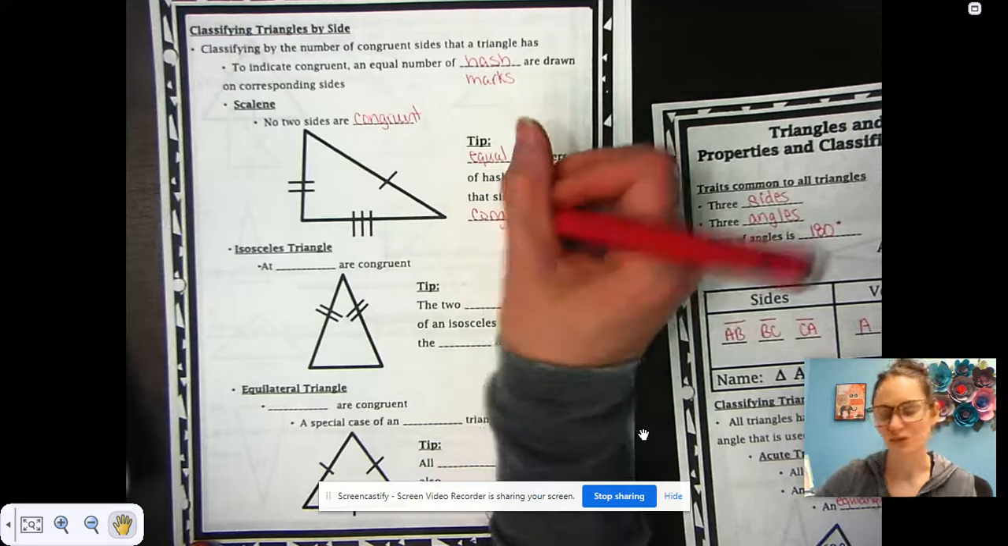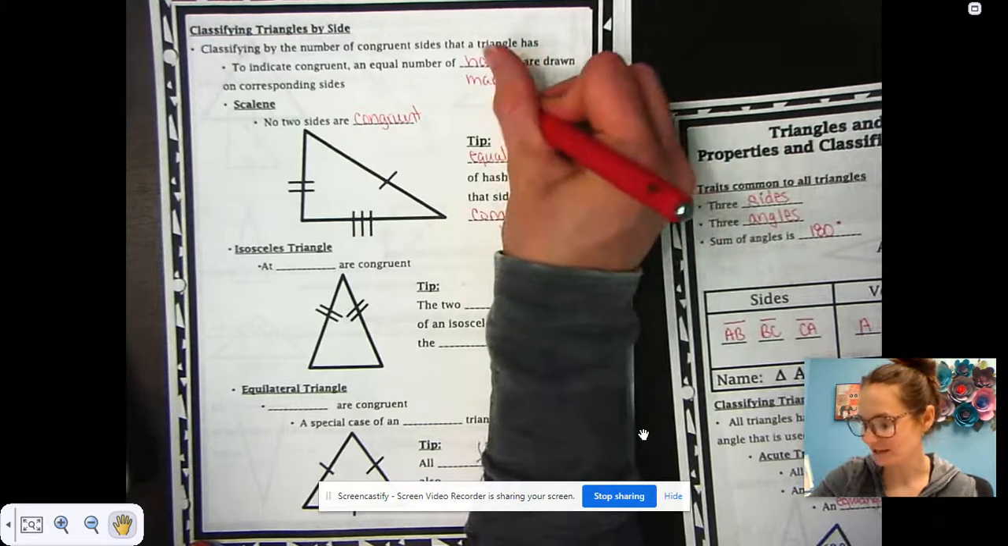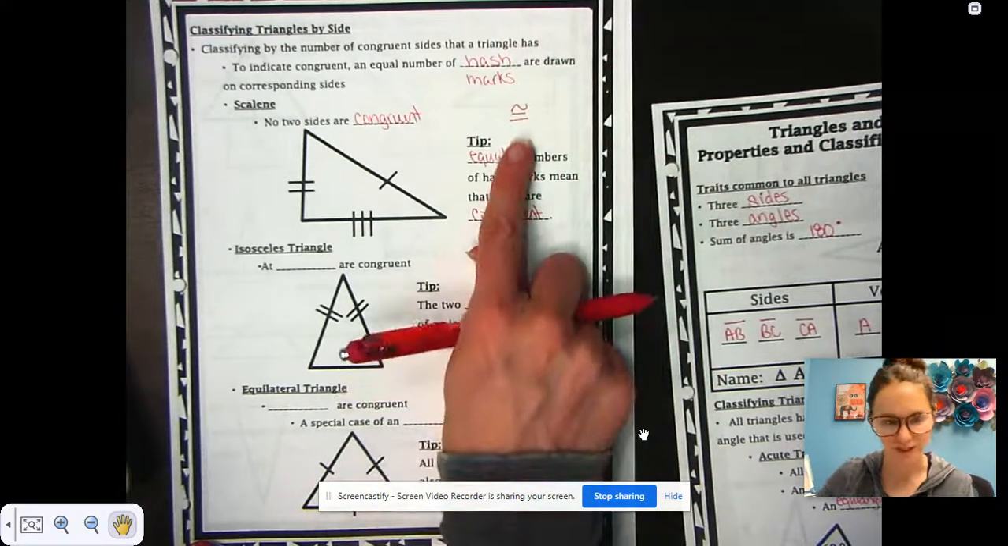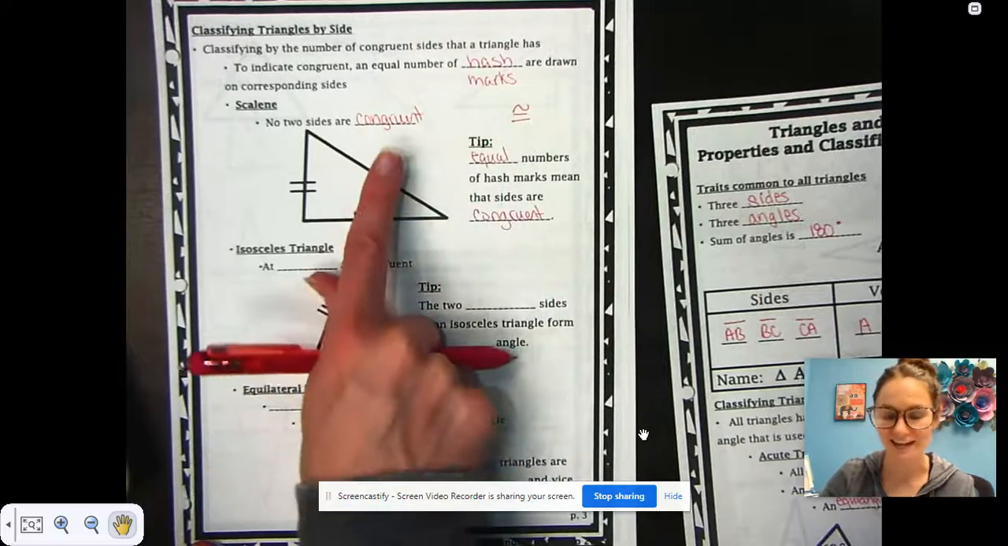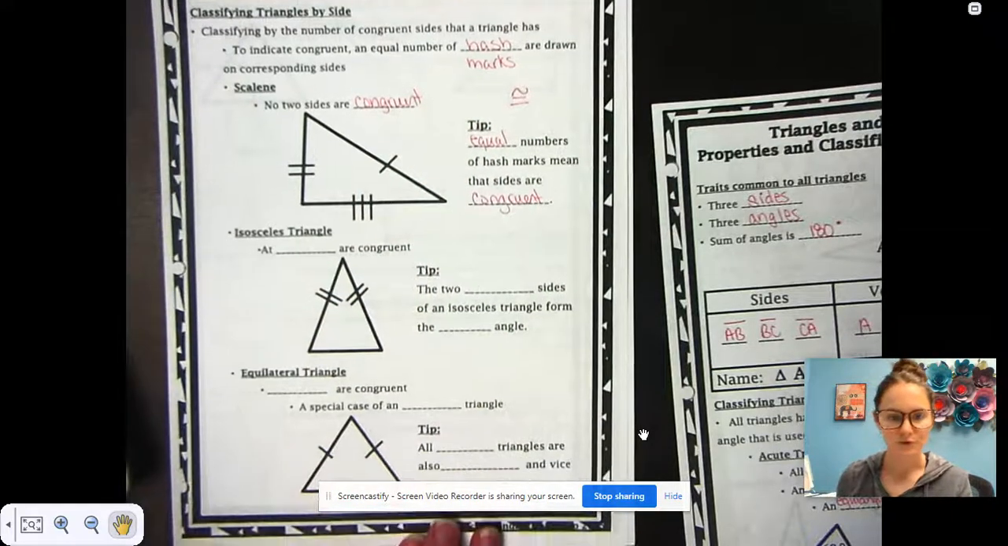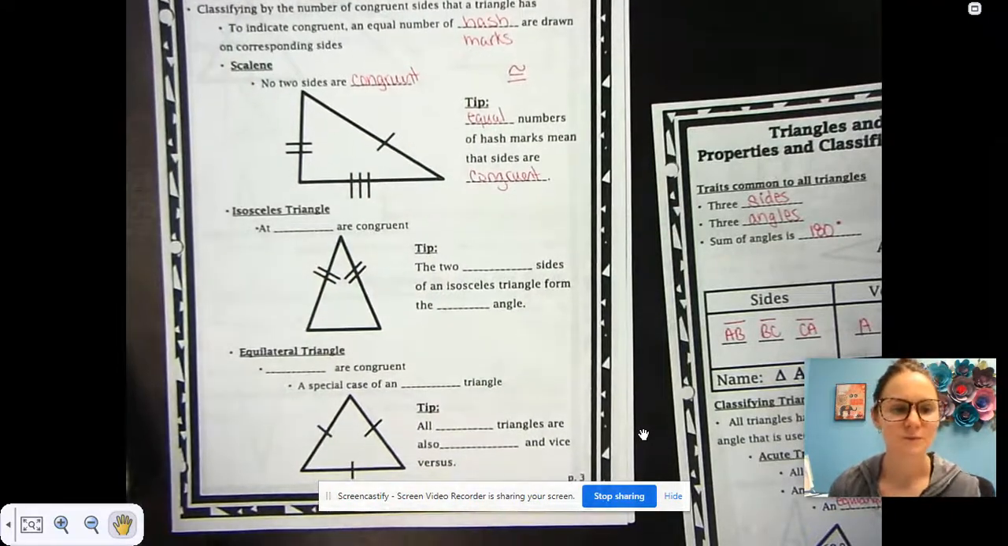While I have you here, I want to show you the sign for congruent, and it looks like this, an equal sign with a little squiggly above. So if you ever want to abbreviate that, I am totally cool with you doing that little symbol. Okay, so scalene, all sides are different.